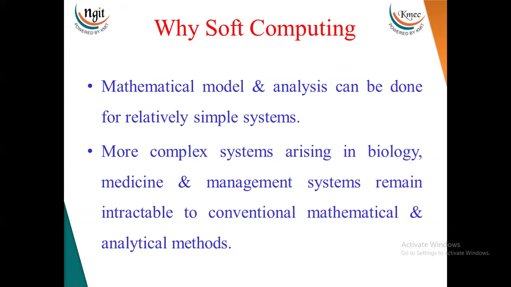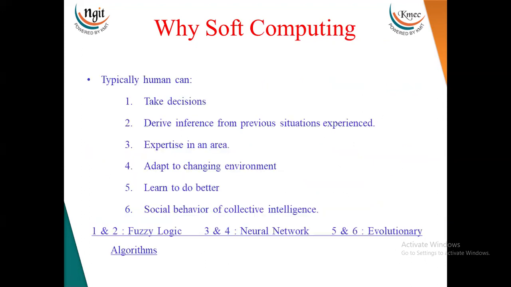The second one is more complex systems. Suppose I take an example, the human brain. How can the human brain be modeled with mathematics? It is highly impossible because it is completely related to signals, how it processes them, what type of situations the output will be given for, and how the output will be predicted. These cannot be exactly designed with the traditional, that is conventional or hard computing technique. So in that case, we have to go for soft computing.